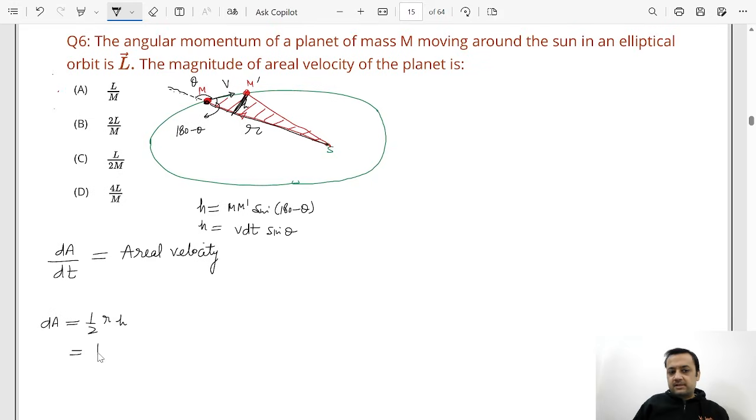So look, what does this dA become? This becomes half into r into v dt sine theta. Cool. So what is the value of dA by dt? dA by dt is half into r into v sine theta.